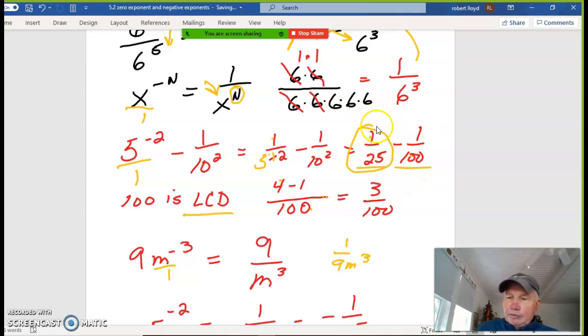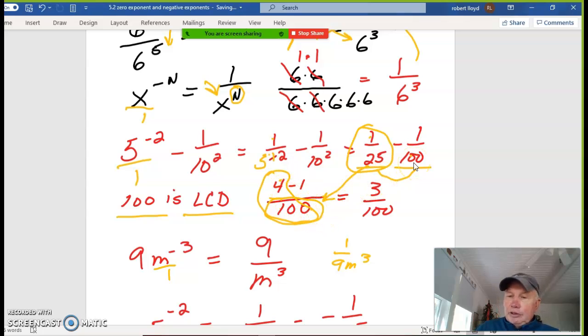So now we have fractions, and we have to have a common denominator when we subtract. So the common denominator between 25 and 100 is 100. So that's our common denominator. So 1 over 25, if we divide the 25 into the 100, we get 4. 4 times the 1 is 4. So the 1/25th with a common denominator of 100 becomes 4 over 100.